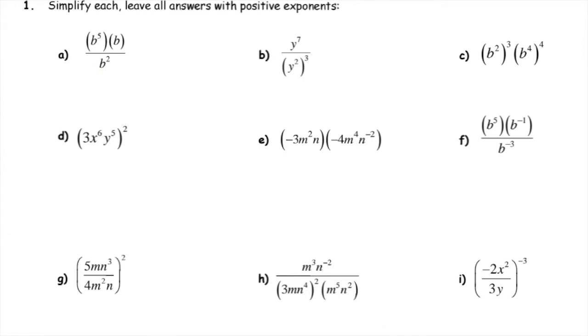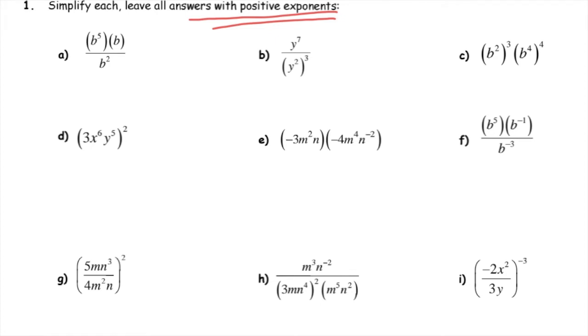Okay, so in this particular problem here, or this particular set of problems, all we're going to do is simplify, but we are going to leave all of our answers with positive exponents. Now that isn't necessarily a rule per se when it comes to simplifying, but it is something that you'll find that people will frequently do. They'll try to leave things with positive exponents. Okay, so here we go. So let's just take a look at A here.